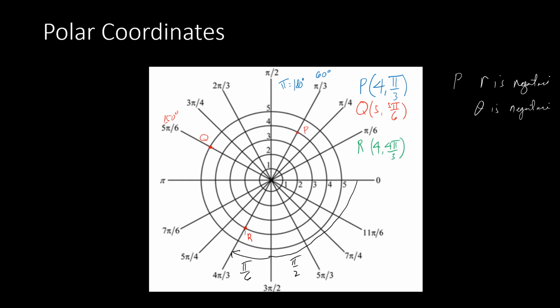So that will be equal to 120 degrees or 2 pi over 3. Okay, so P is negative 2 pi over 3, and then opposite, negative 4. So this is another way of expressing the coordinates of P, where R and theta are both negative. You can try this on the other points Q and R.